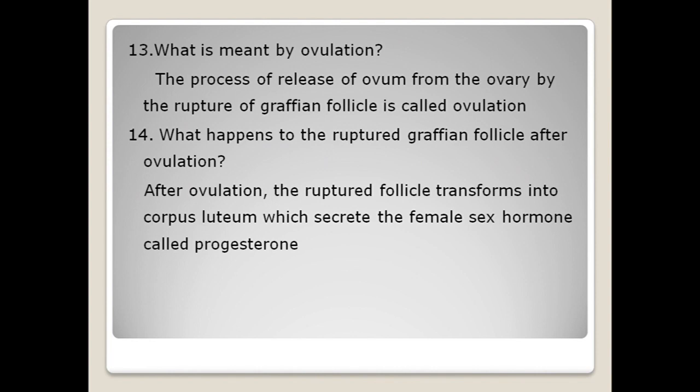What is meant by ovulation? The process of release of ovum from the ovary by the rupture of Graafian follicle is called ovulation. What happens to the ruptured Graafian follicle after ovulation? After ovulation, the ruptured follicle transforms into corpus luteum, which secretes the female sex hormone called progesterone.